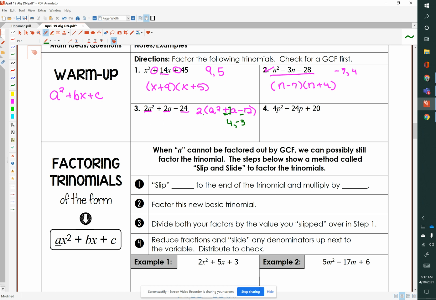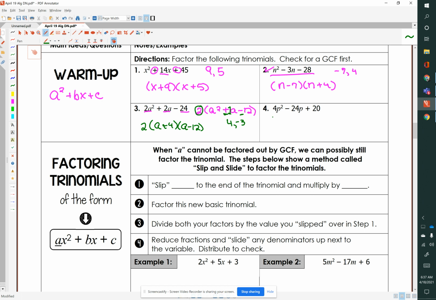So now we're not working with the 2 that stays on the outside. We're working with a squared plus a minus 12. So we have our factored out 2, and then it would be a plus 4, a minus 3. And if this looks a little foreign to you, go back and review the last lesson. This is just a review of what we've already done.